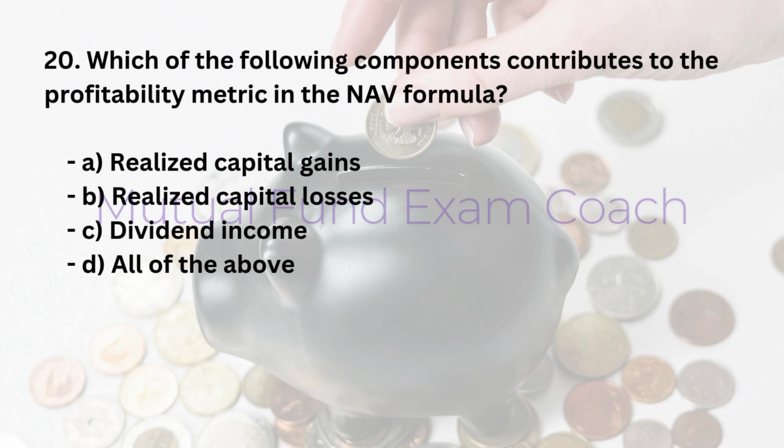20. Which of the following components contributes to the profitability metric in the NAV formula? A. Realized capital gains. B. Realized capital losses. C. Dividend income. D. All of the above. Answer, D. All of the above.